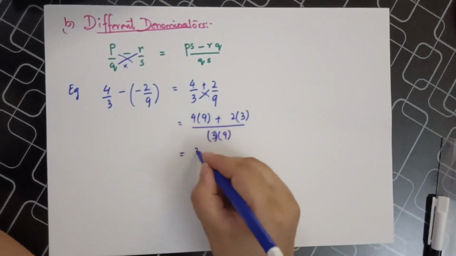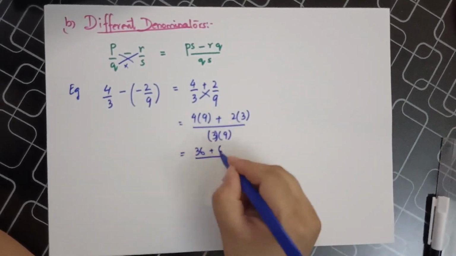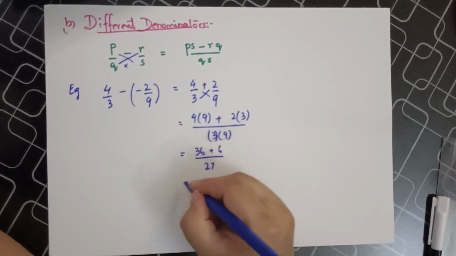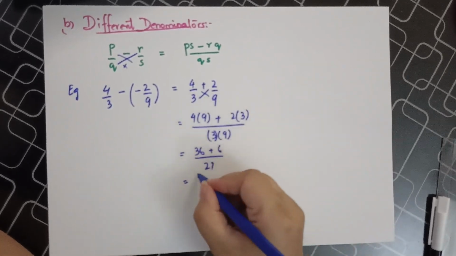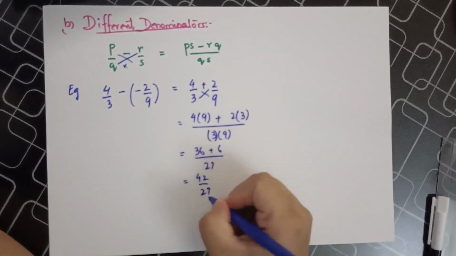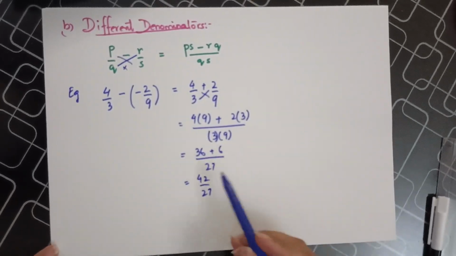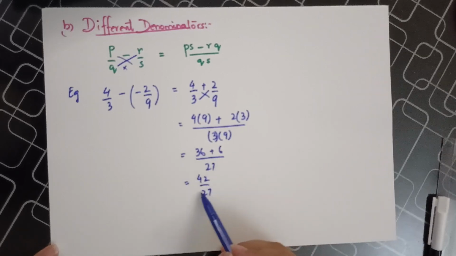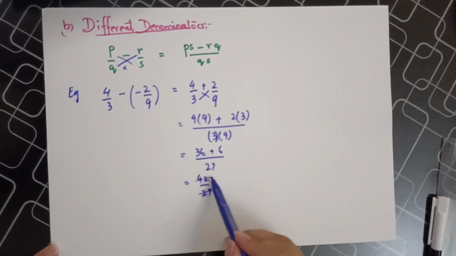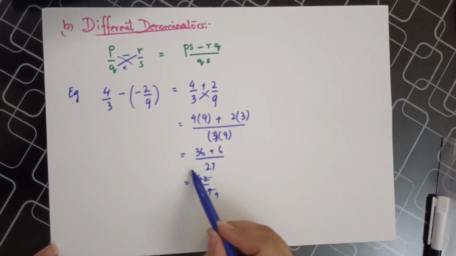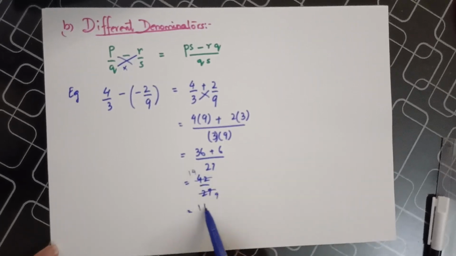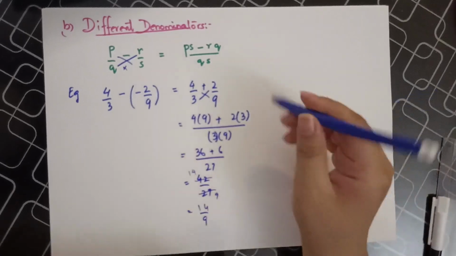So 4 nines are 36 plus 6, and 3 nines are 27. 6 plus 36 is 42 upon 27. Since they are divisible by the number 3, you can divide them. 3 nines are 27, and 3 ones are 3, 3 fours are 12. That is 14 upon 9. So this is case number 1.